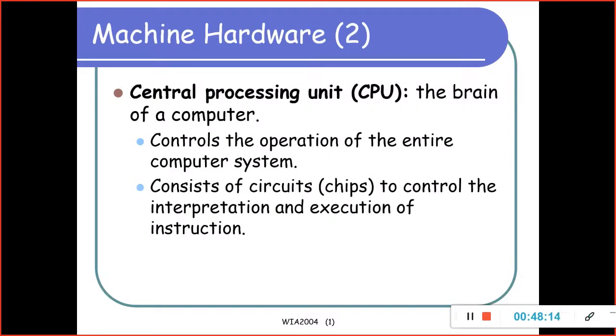And then you have a central processing unit. The brain of a computer controls the operation of the entire computer system. It consists of circuits of chips to control, meaning a lot of transistors. Okay. To control the interpretation and execution of the instructions.